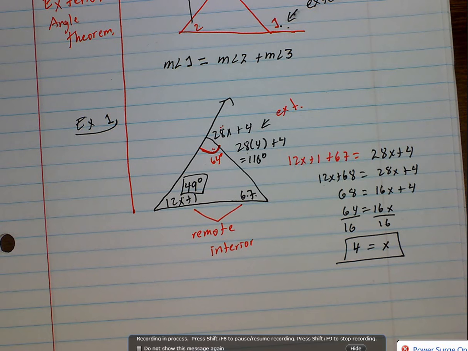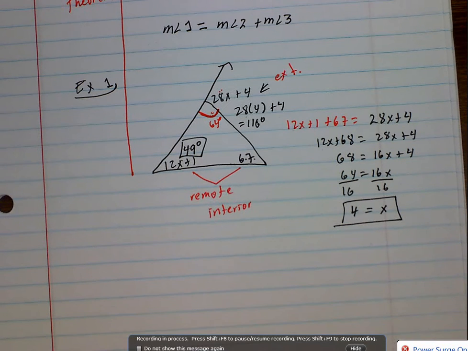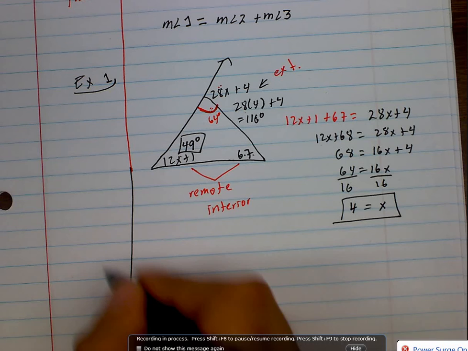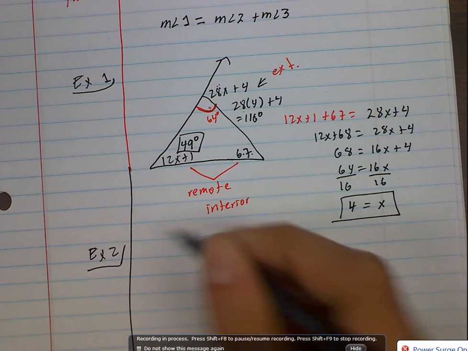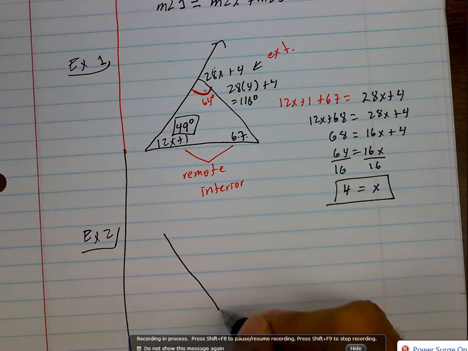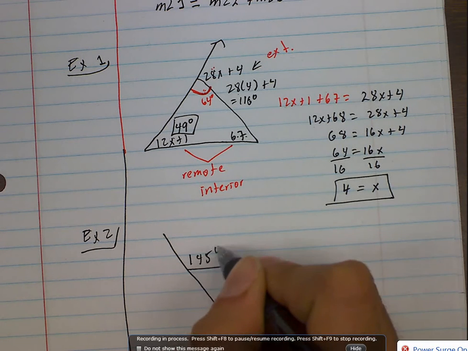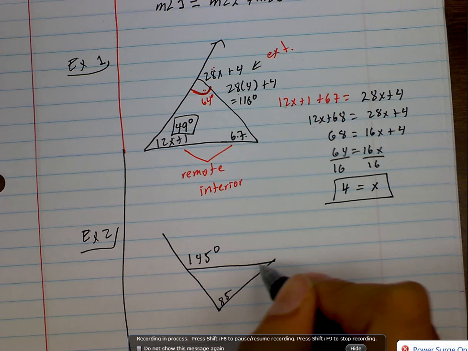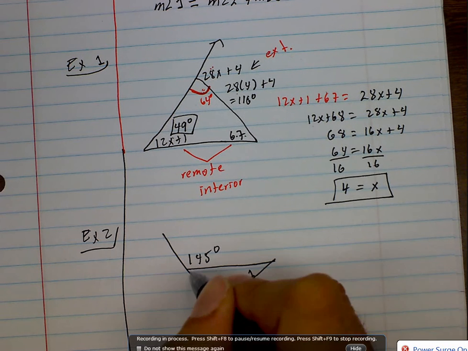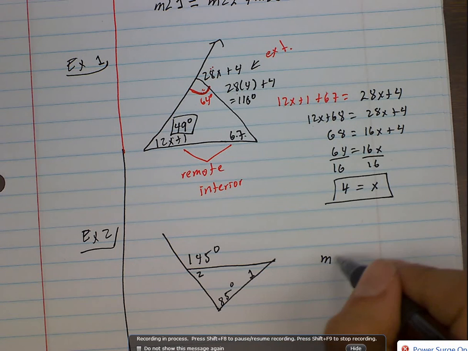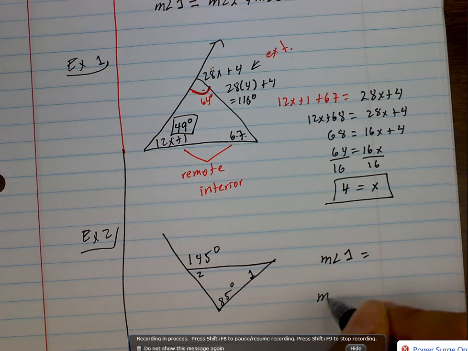Yeah, so let's look at another example, and then that's going to be it. So example 2, so a different type of problem. So I have something that looks like this. The exterior is 145. This one is 85. This is angle 1, and this is angle 2. So we need to find measure of angle 1 and measure of angle 2.